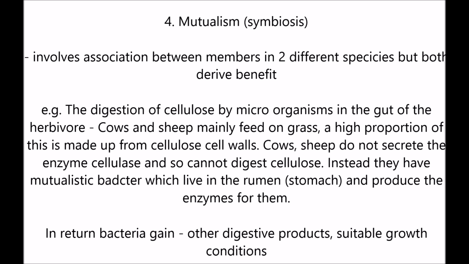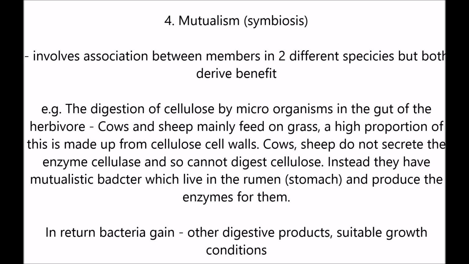The fourth type of heterotrophic feeding is mutualism, also known as symbiosis. This involves association between members of two different species, but both derive benefit. For example, digestion of cellulose by microorganisms in the gut of a herbivore.